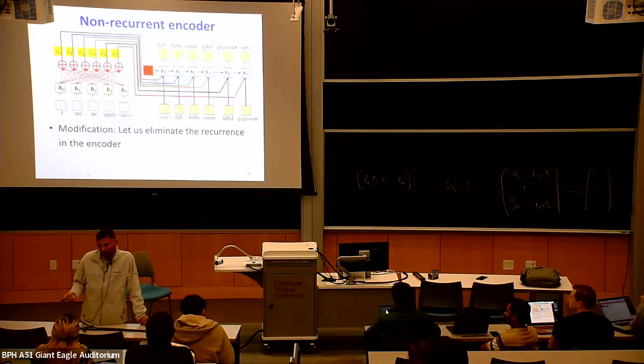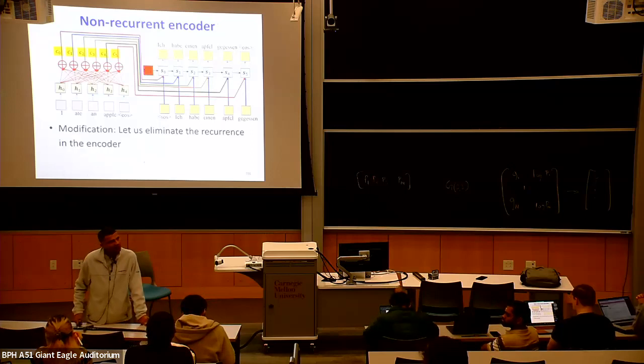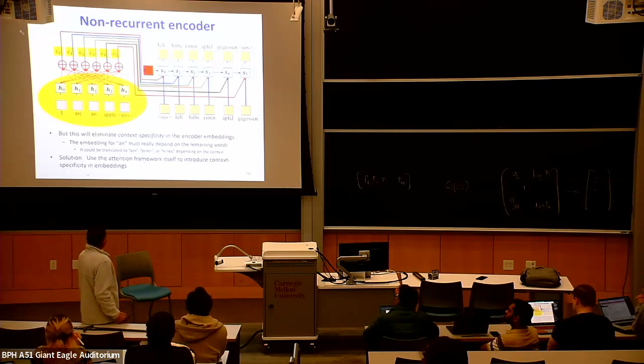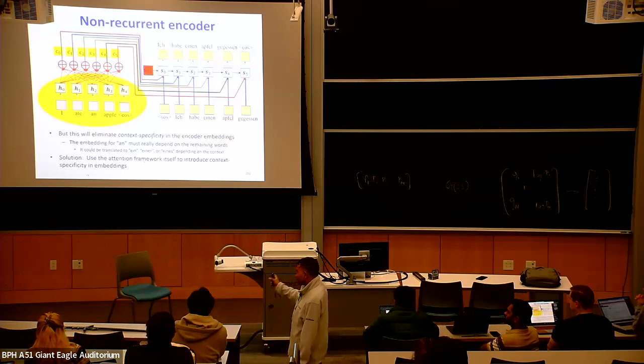I want the representation for apple to consider the fact that somewhere in the sentence there was an ate. Yes. Could you, instead of just having recurrence in the hidden states, just feed in all the inputs into successive, like H1 now will take in both I and A. Something like that, right? So if I just get rid of this recurrence, I'm going to eliminate context specificity. And this is a problem, right?